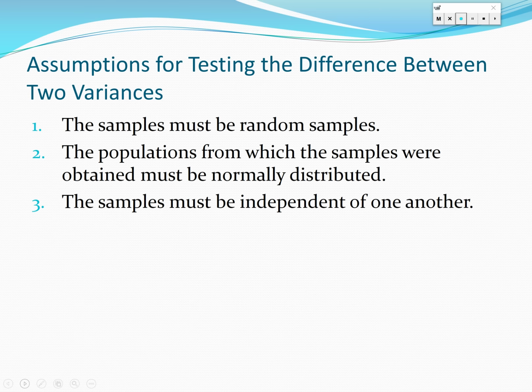Our assumptions, again, we're not getting to be the researcher. We don't get to design the study and collect the data and all that good stuff. So when we're given the data, we need to assume that the samples were randomly selected, the populations are normally distributed, and the samples are independent of one another. Again, those are assumptions we get to make. We don't have to prove those.